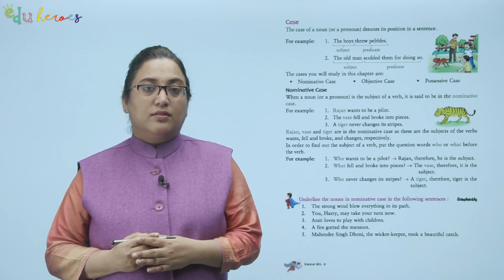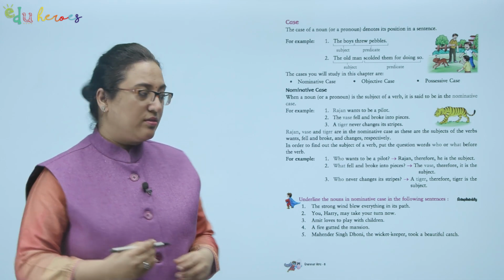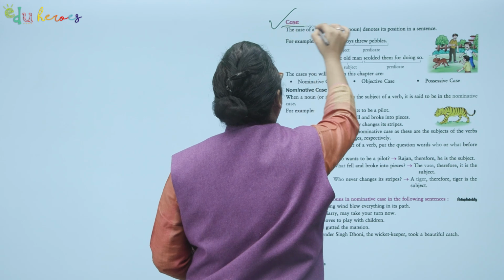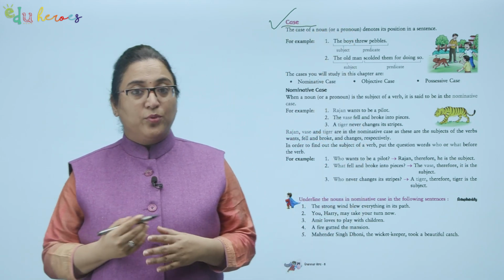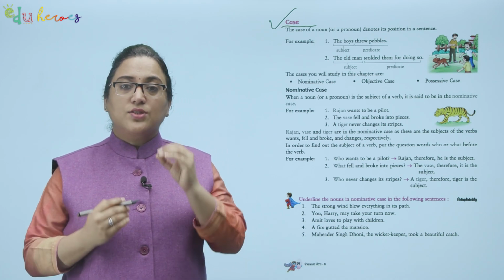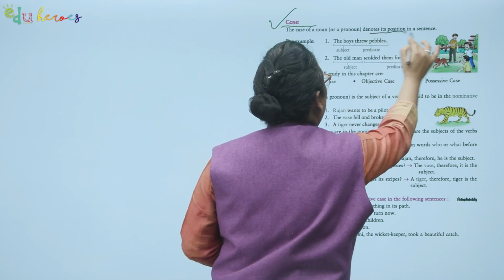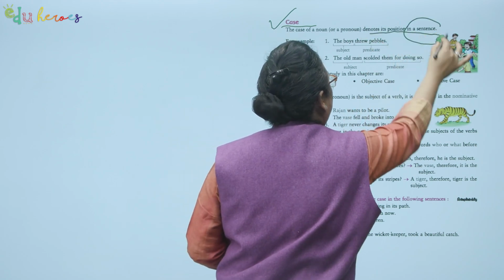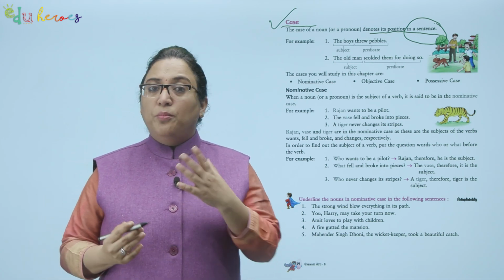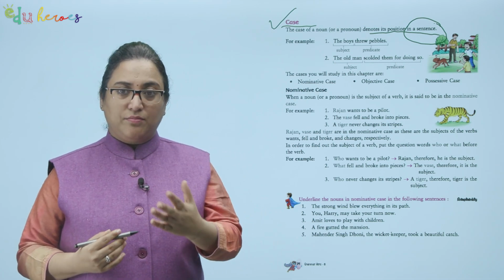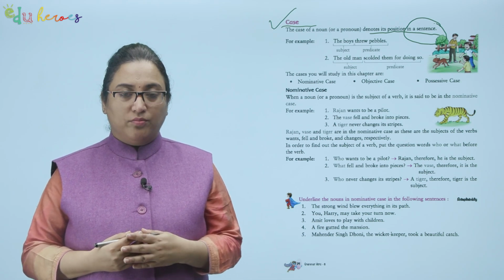Then comes the third category called nouns and their case. The case of a noun or a pronoun denotes its position in a sentence. So that's the keyword for us. It denotes its position in a sentence, not in isolation. For example, the boys threw pebbles. Pebbles mean stones. The old man scolded them for doing so.